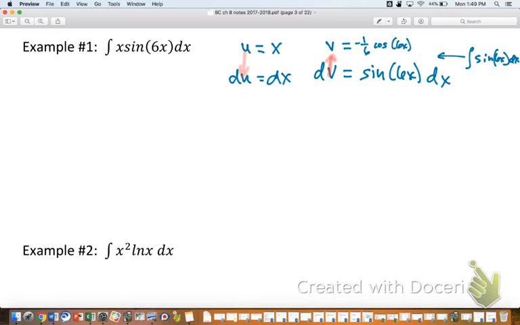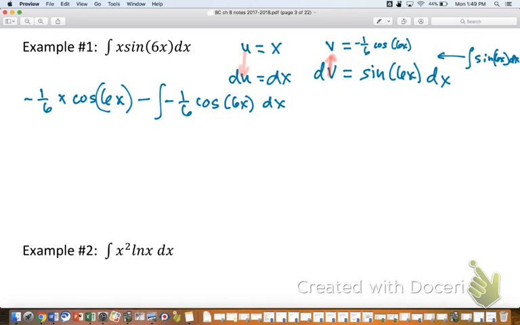Okay. So let's do ultraviolet voodoo. Here we go. So uv would be negative 1/6 x times cosine of 6x. There's my uv. Minus the integral of v du, which would be negative 1/6 cosine of 6x, and then the du would just be dx. Make sense? Earlier, Josh brought up a good point. He's like, do things just disappear? Do we ignore them? We really don't. Everything has its own little place. So the dx is still important here.